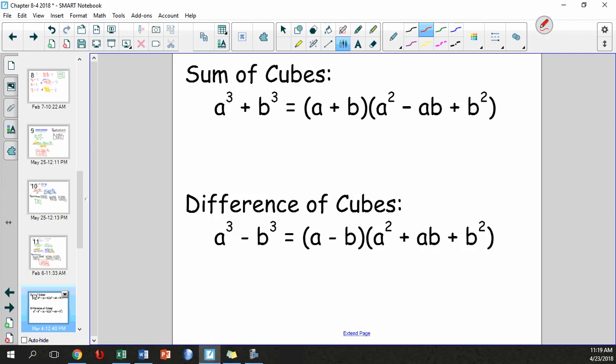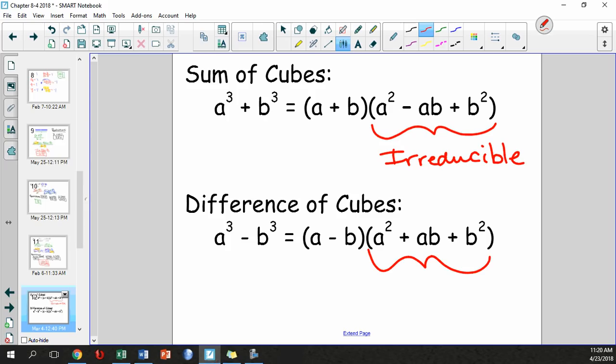The next page that I gave you is the sum of cubes and the difference of cubes formula. This is a formula that you apply, okay? When you apply this formula, this becomes irreducible. What does irreducible mean? It means I cannot factor it down any further. Do we all understand that? Once you apply the sum of cubes or the difference of cubes formula, the second trinomial is irreducible.